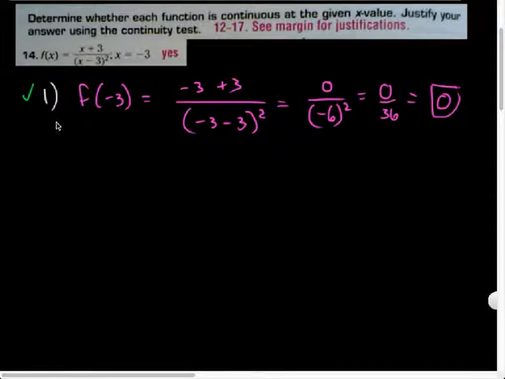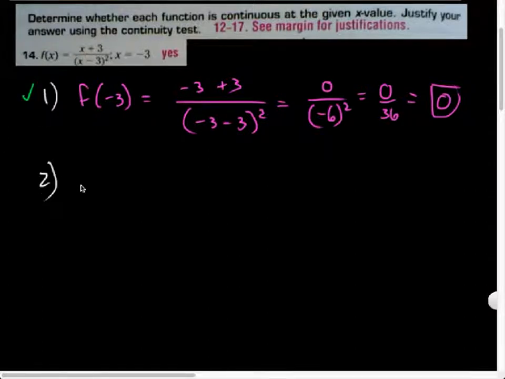Why would it not exist? Well, for instance, if the bottom was 0. If I plugged in positive 3 here, it would fail part 1 of the continuity test because 3 minus 3 is 0, 0 squared is 0, dividing by 0 is undefined. So yep, so that's part 1.